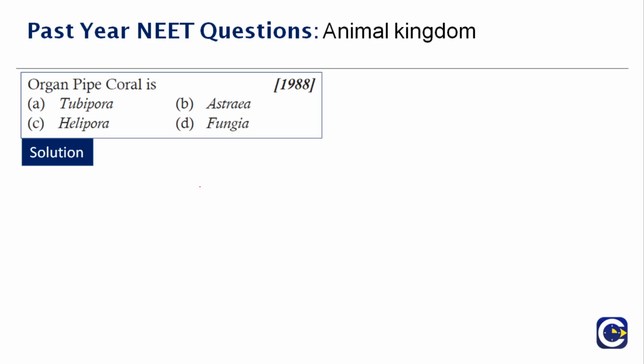Okay, see here, pipal coral classification includes Tubipora. You must have seen the organ pipe coral, also called Tubipora musca, which is native to the waters of the Indian Ocean. So what do you call it? Tubipora musca. They are native to the Indian Ocean.